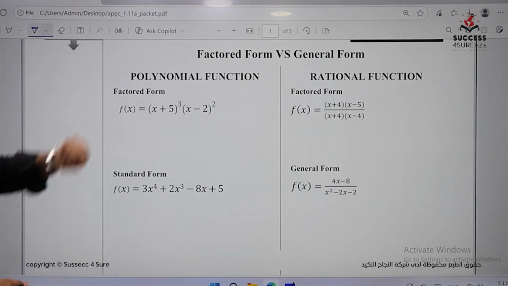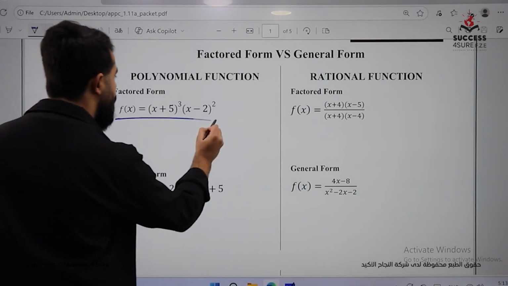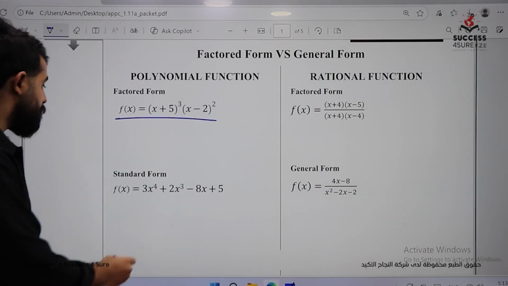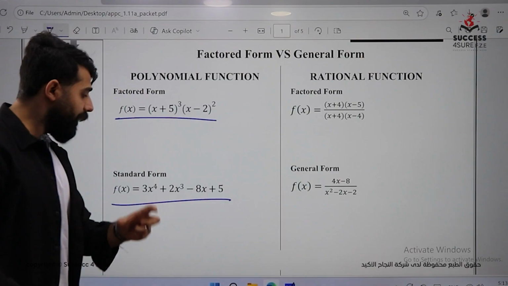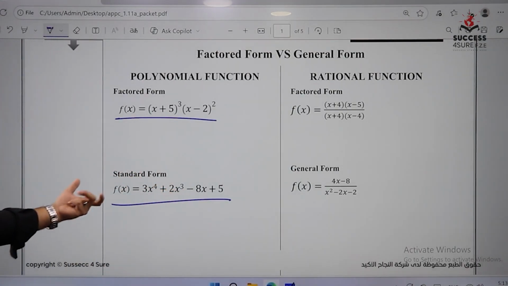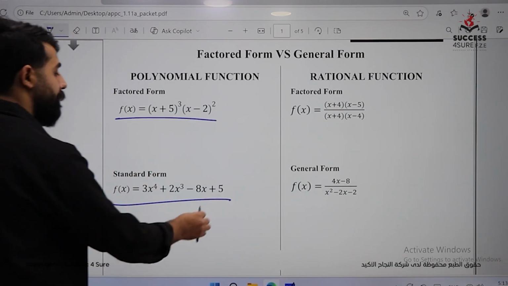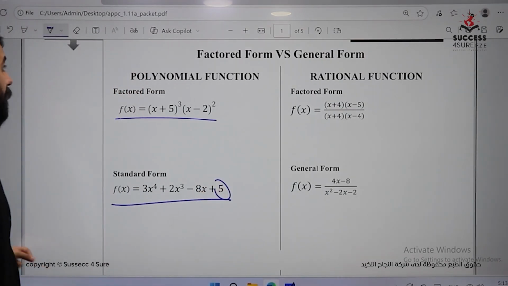As well as we have the same thing for the polynomial function. Here, this is what we call the factored form, and this is what we call the standard form. Notice that in the standard form, we write the function from the highest power to the lowest power, and we finish with the constant number.